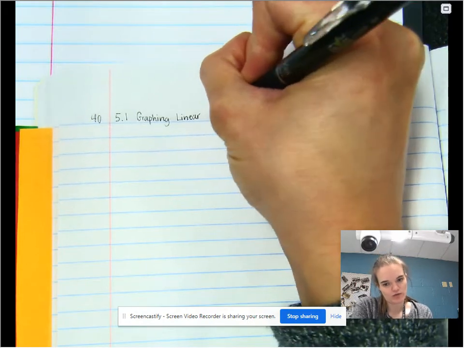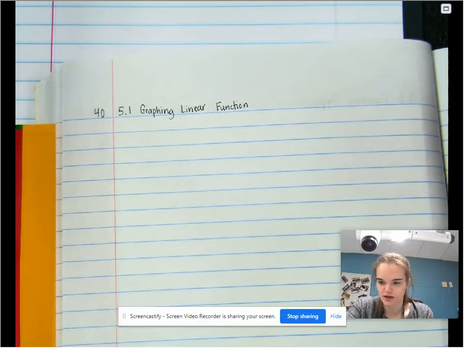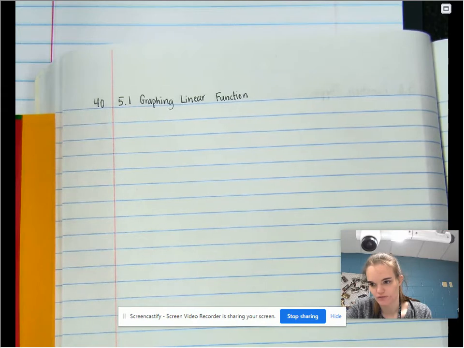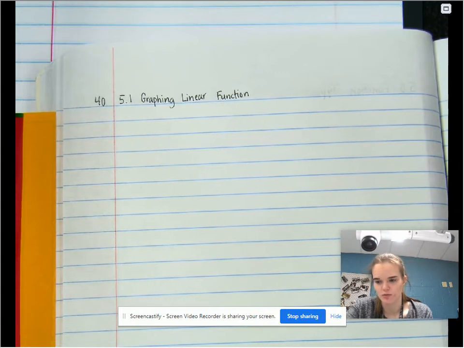There's a lot involved with graphing any of these functions. We are going to recognize a lot of features, okay? We're going to do this for every single type of function when we graph them, okay?